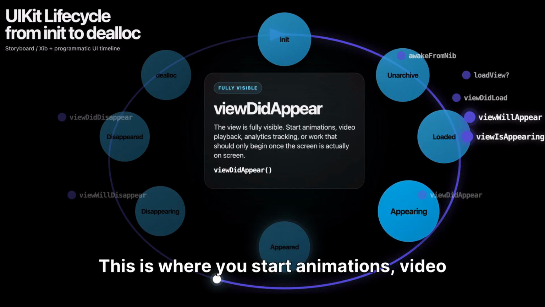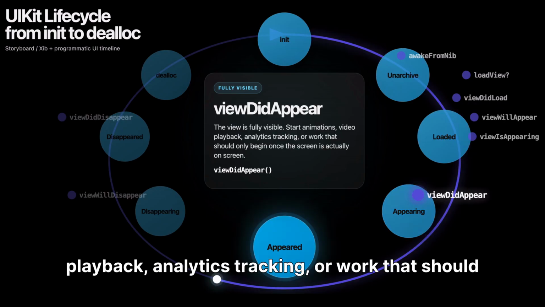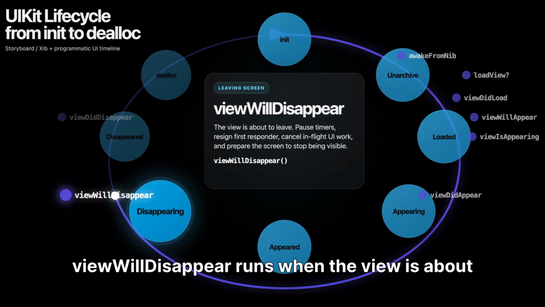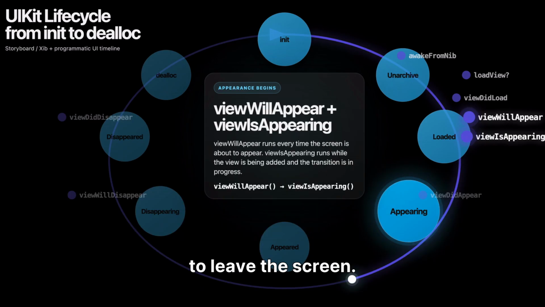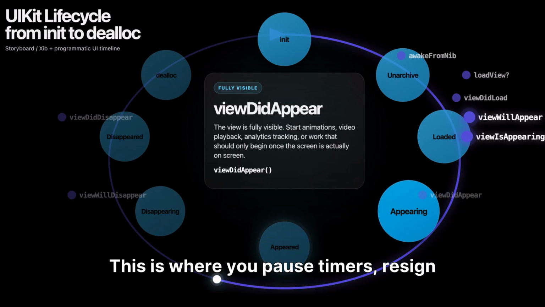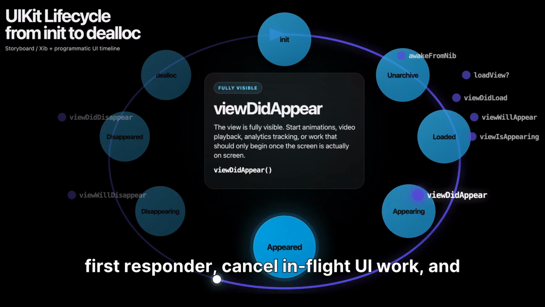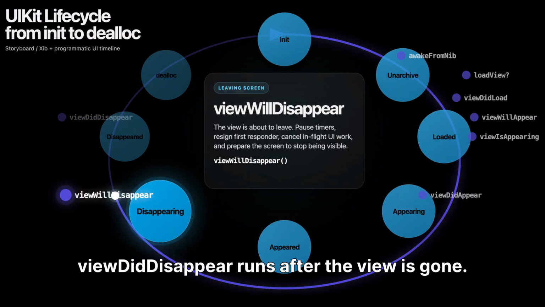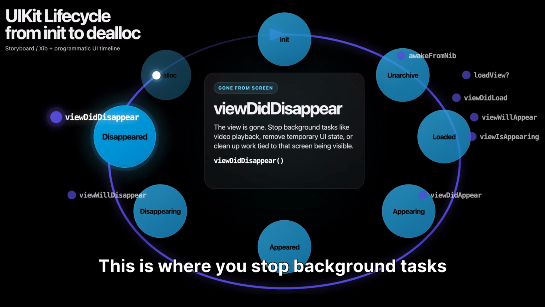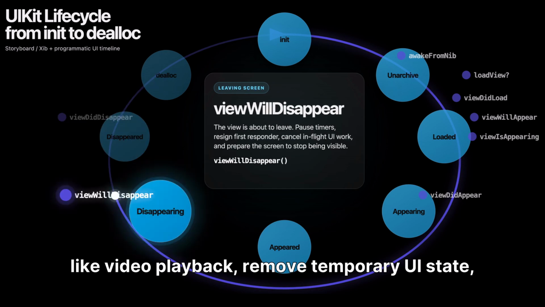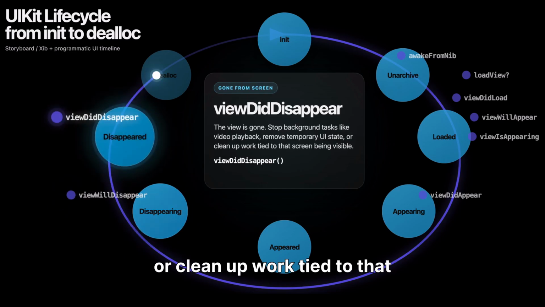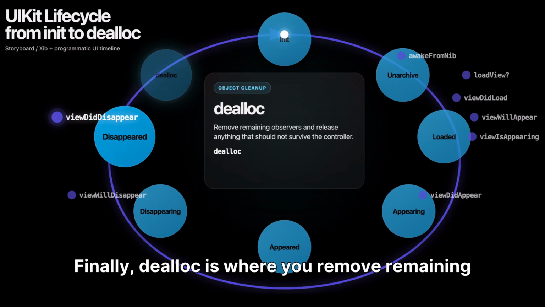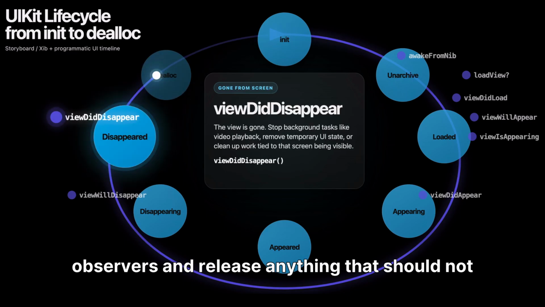This is where you start animations, video playback, analytics tracking, or work that should only begin once the screen is actually on screen. ViewWillDisappear runs when the view is about to leave the screen. This is where you pause timers, resign first responder, cancel in-flight UI work, and prepare the screen to stop being visible. ViewDidDisappear runs after the view is gone. This is where you stop background tasks like video playback, remove temporary UI state, or clean up work tied to that screen being visible. Finally, dealloc is where you remove remaining observers and release anything that should not survive the controller.